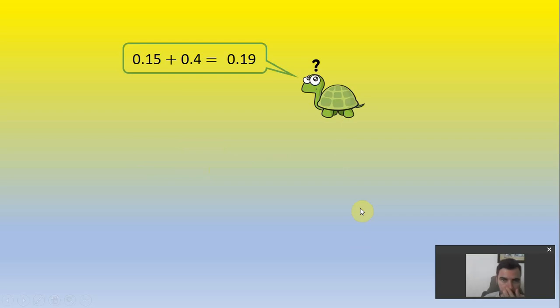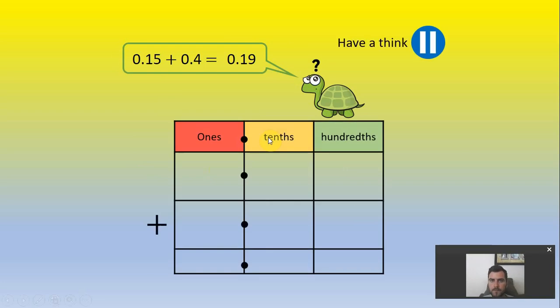Okay, let's move on. Teddy the turtle here. So Teddy is saying 0.15 add 0.4 equals 0.19. He's got a question mark. Is he correct? Well, let's have a look.